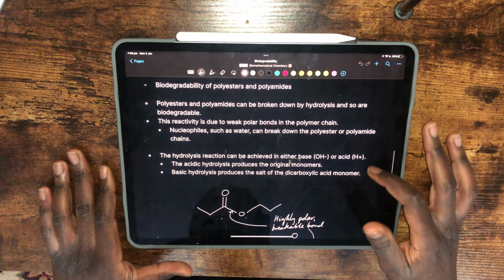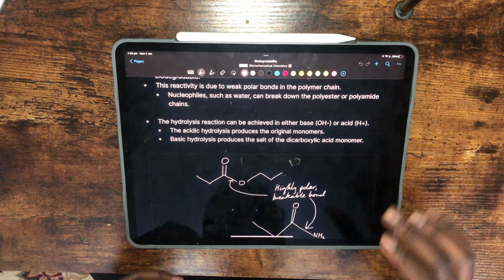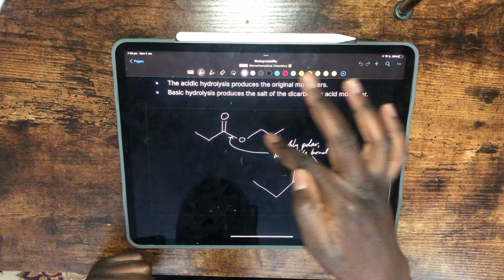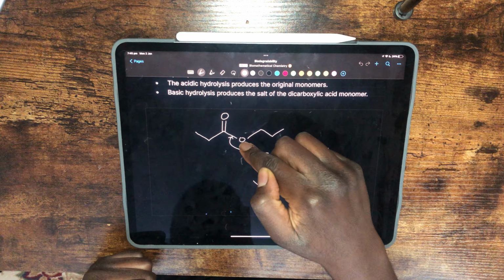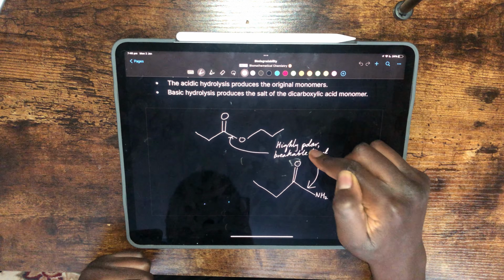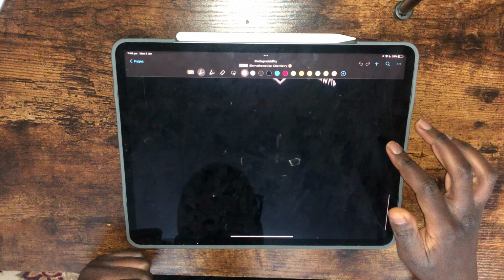But anyway, now I've explained that point, little brief points there. You can clearly see here that they're highly polar, breakable bonds when you're talking about these condensation polymers. Highly polar breakable bonds. But that's it.